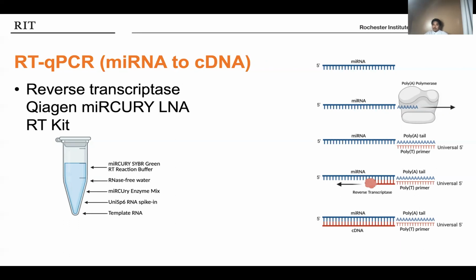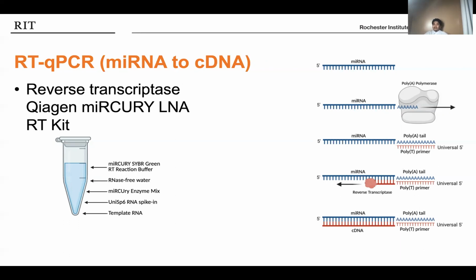For this, we use an RT kit from QIAGEN, and at the bottom left, you can see the reagents needed for this reaction. This includes the mRNA we isolated, which is the template RNA we are going to use. The figure on the right shows the basic reaction.